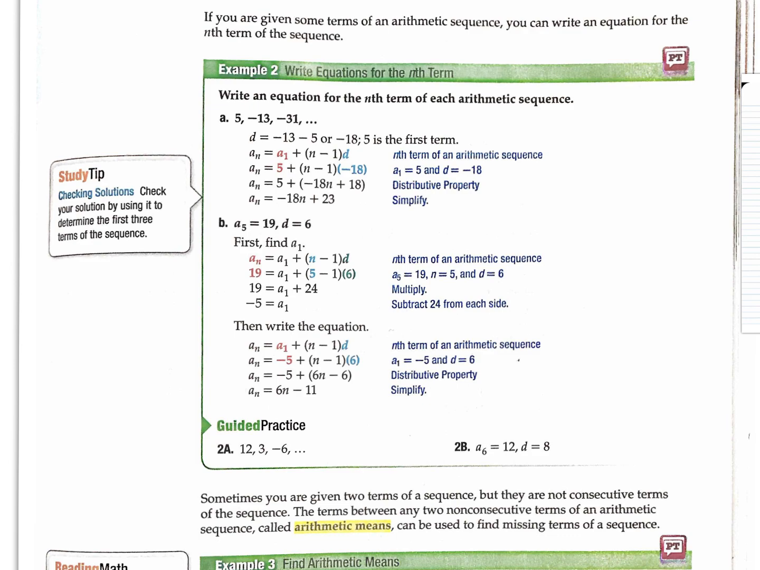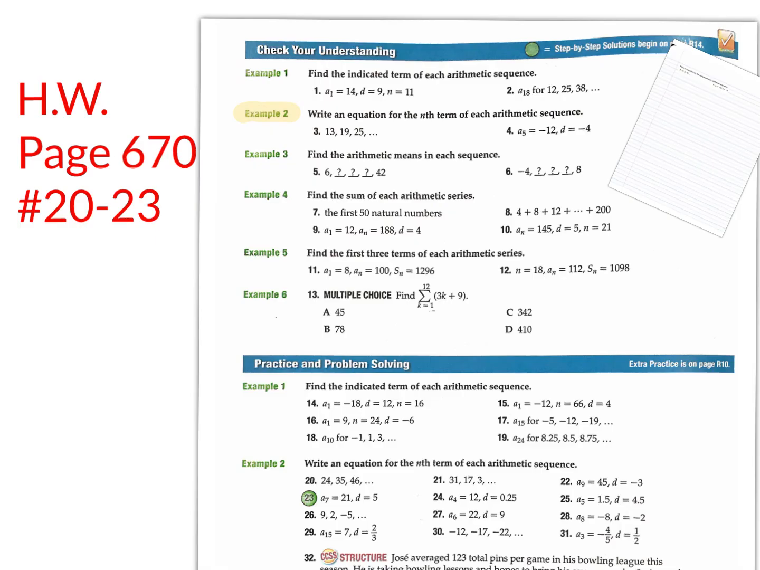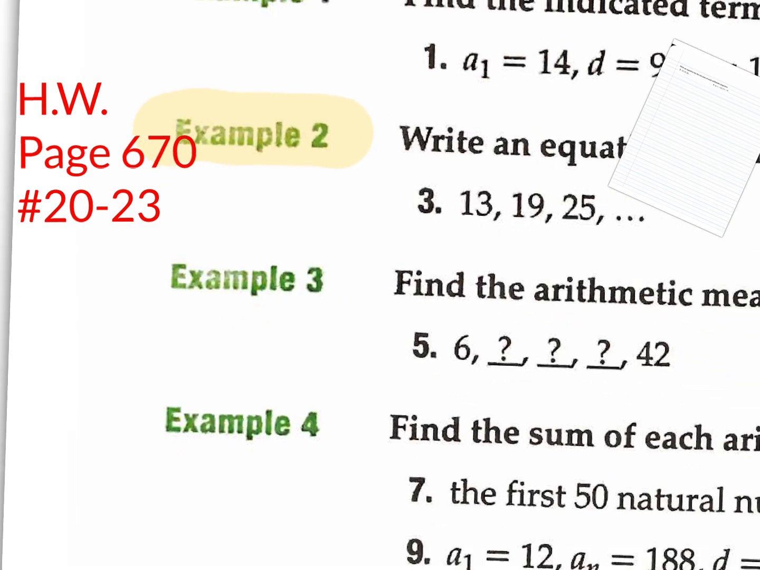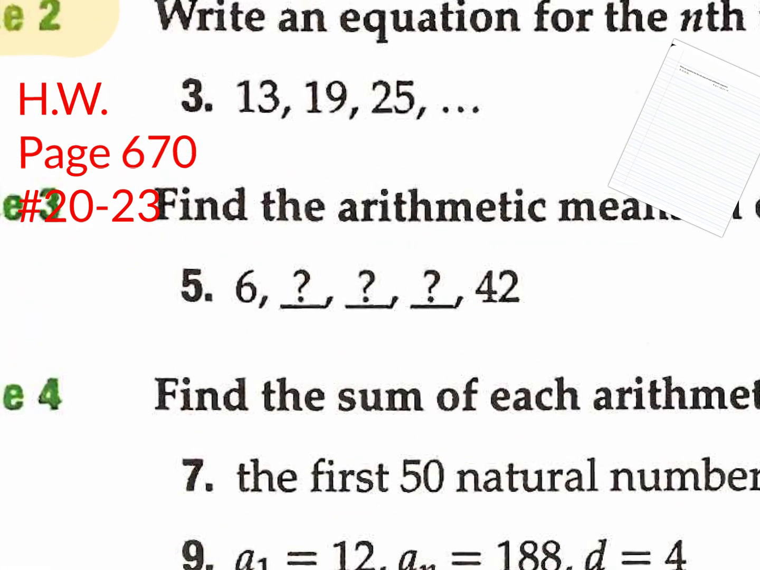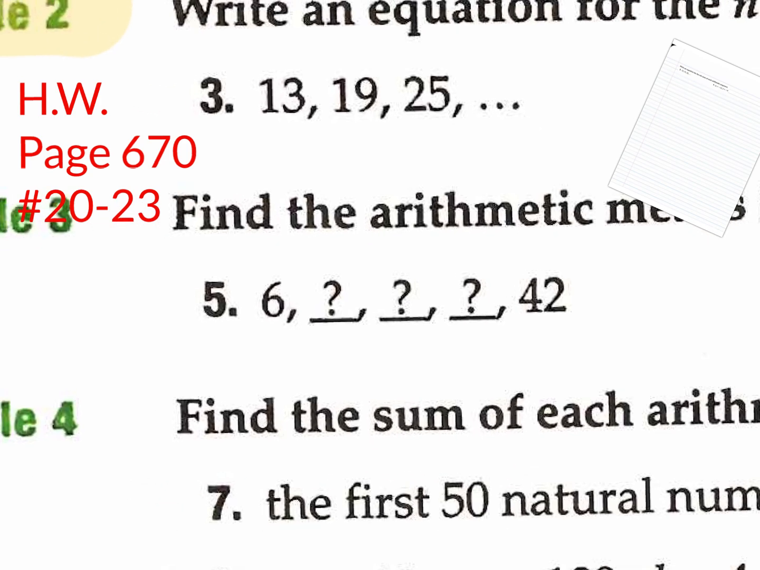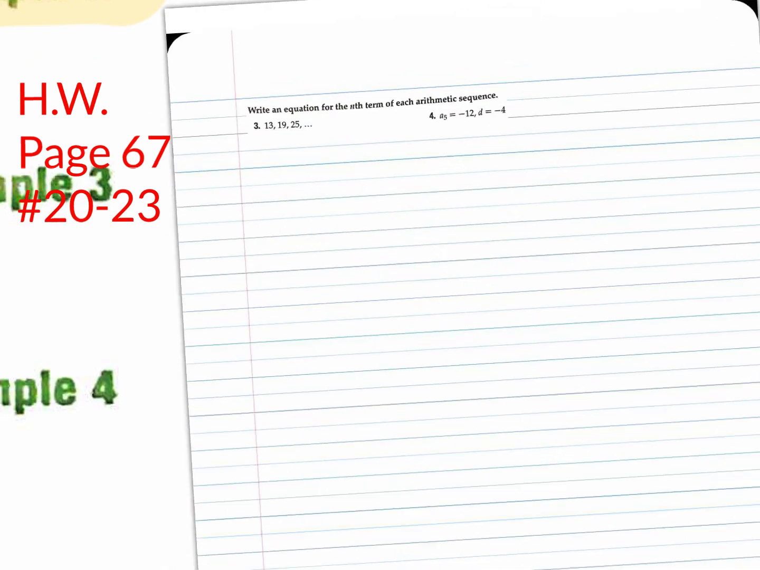Let's jump to the actual homework for today. We're doing 4 questions only, 20 through 23. But in order for us to get really comfortable at doing this, I want to do 2 more examples. These are straight from example 2 from the notes that we just did, and that's why it says example 2. I am going to do this one where it says write an equation for the a sub n rule of 13, 19, and 25. Everybody copy that down, please, in your notebooks.